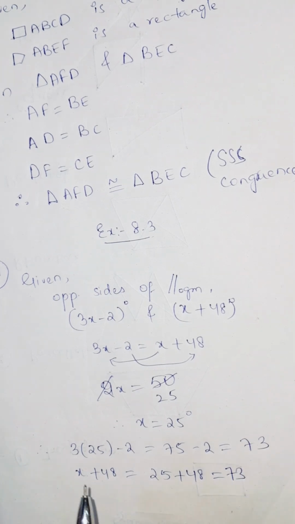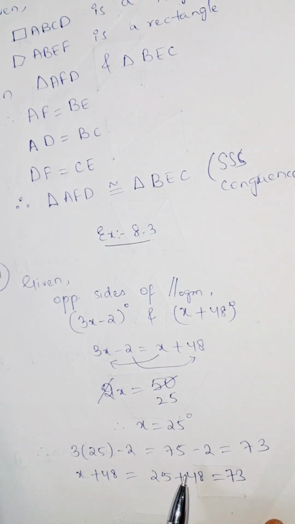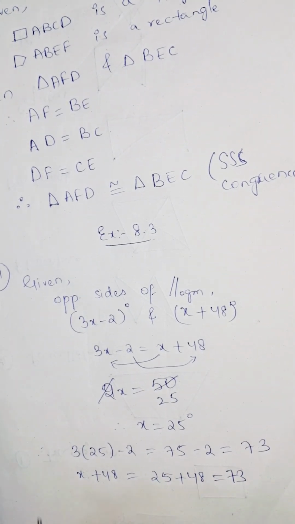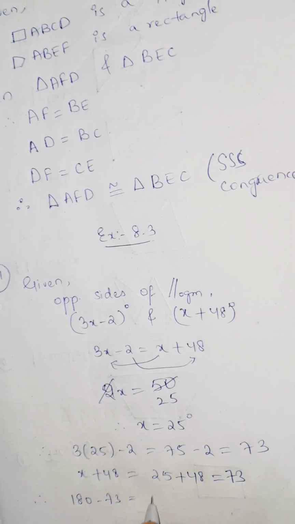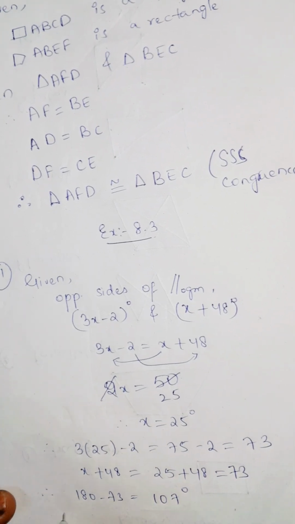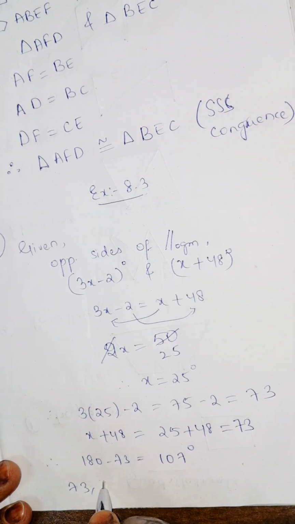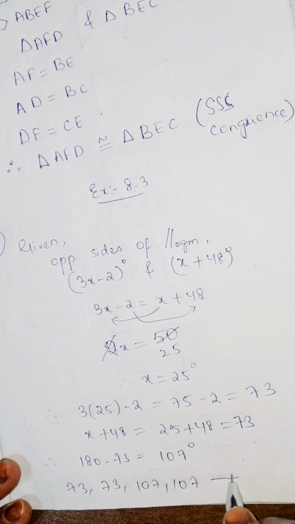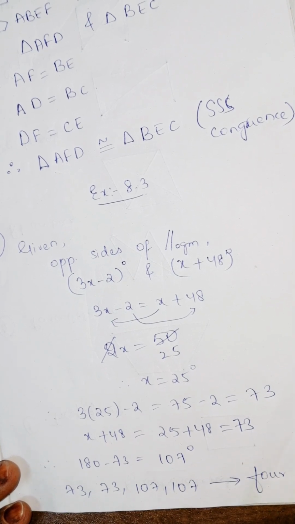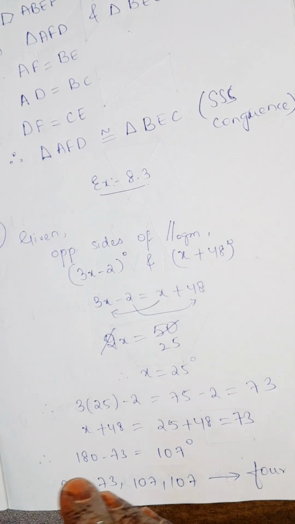So here the other two angles will be how much? If this is 73, the other two angles mean 180 minus 73. So 180 minus 73 will be how much? 107. So the angles will be 73, 73, 107, 107, the 4 angles. Okay, it's an easy one.